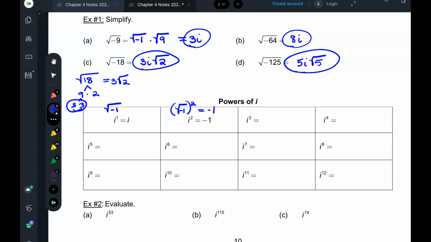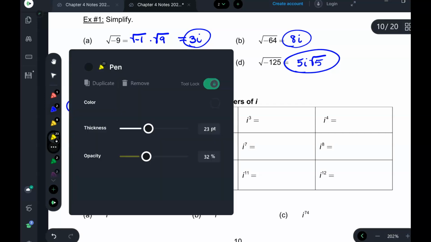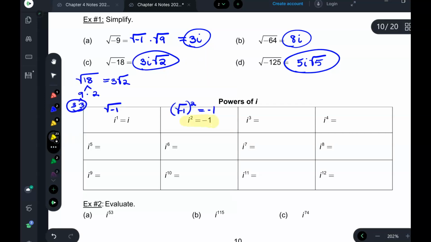Okay. So i squared is -1. Here's what we need to remember: i squared is -1. And for i, there's nothing we can do to simplify it.